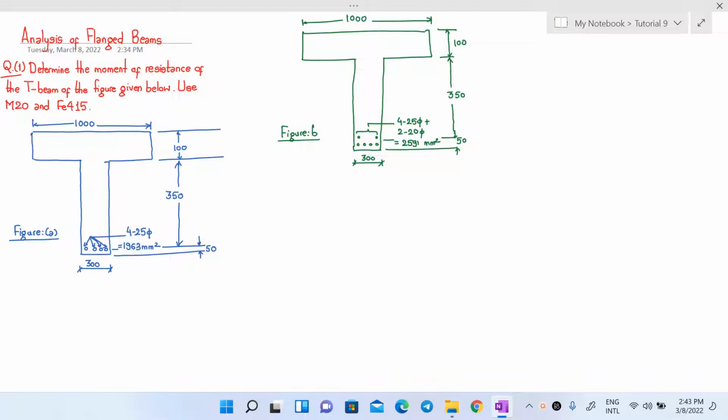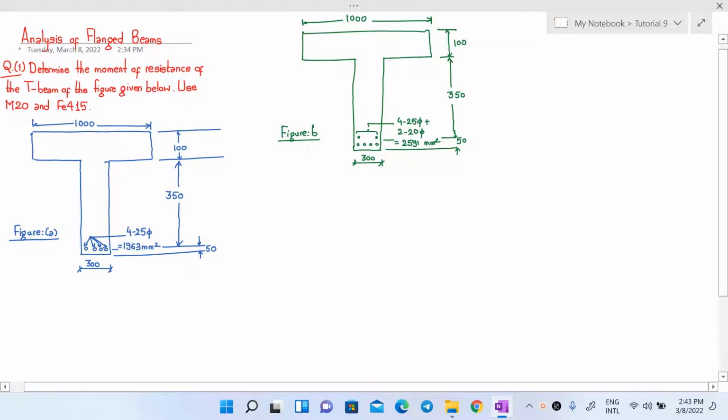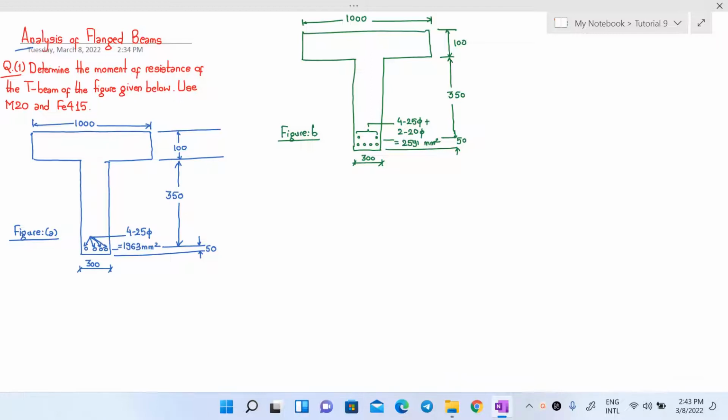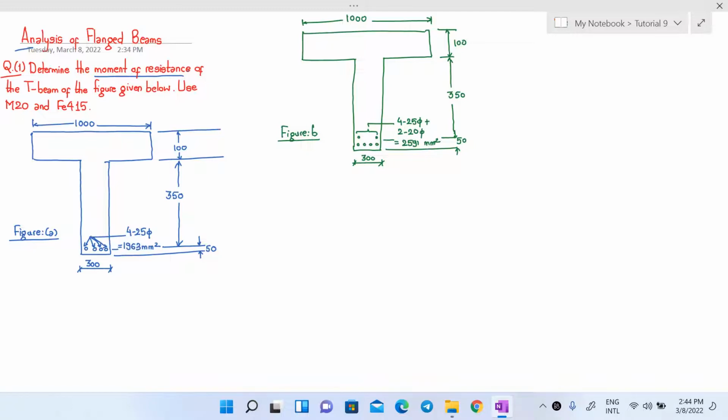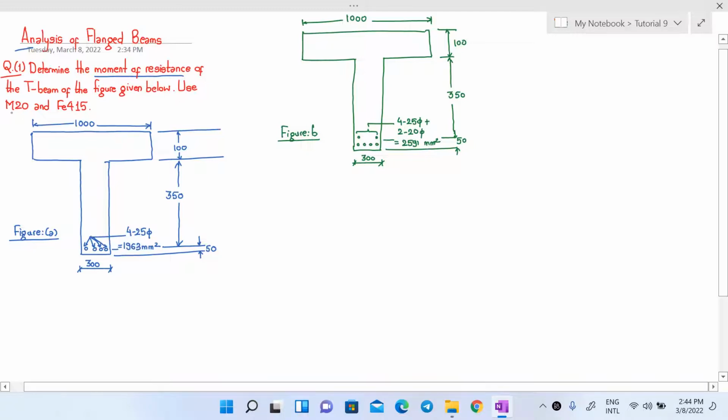In today's numerical we will first deal with the numerical regarding the analysis of flanged beam. So these are the analysis type of problems that we will be dealing with now. In the analysis type of problems, you have to determine the moment of resistance of the given T-beam using all the data that you can see in the given two figures here. You have to assume that the concrete we are using is of grade M20 and the steel is of grade Fe415.